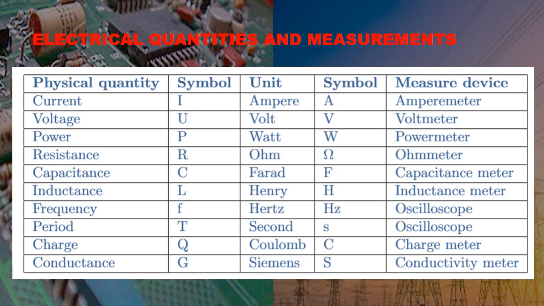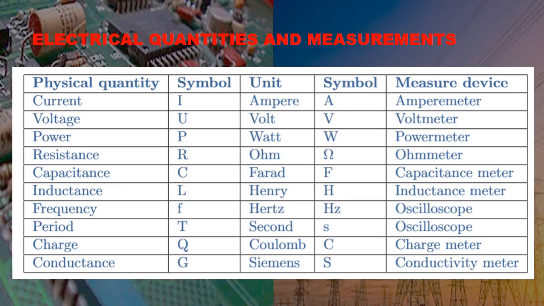Electrical quantities and measurements. Let's look at the type of instrument used to measure the different quantities here. Current, its unit is amp. It's measured by an amp meter or ammeter. Okay. Voltage is measured by a voltmeter. Power, watt, power meter, or you can say wattmeter. Resistance is measured by an ohm meter.